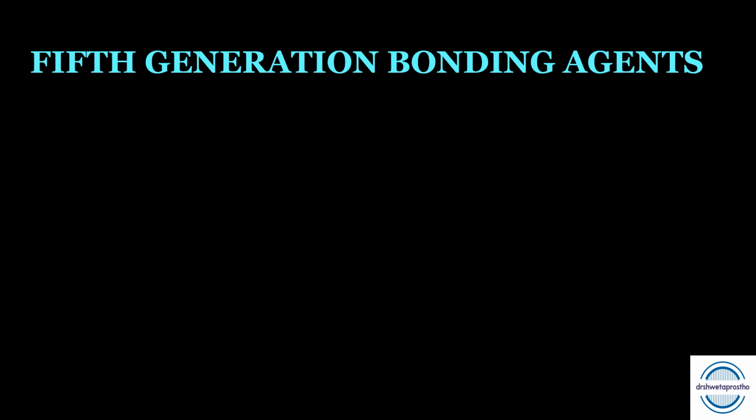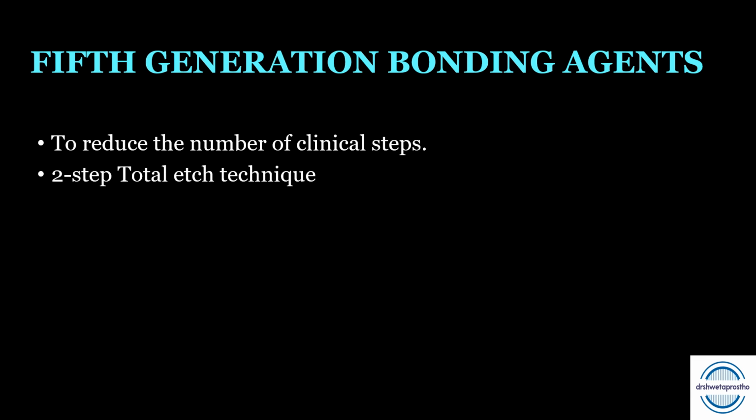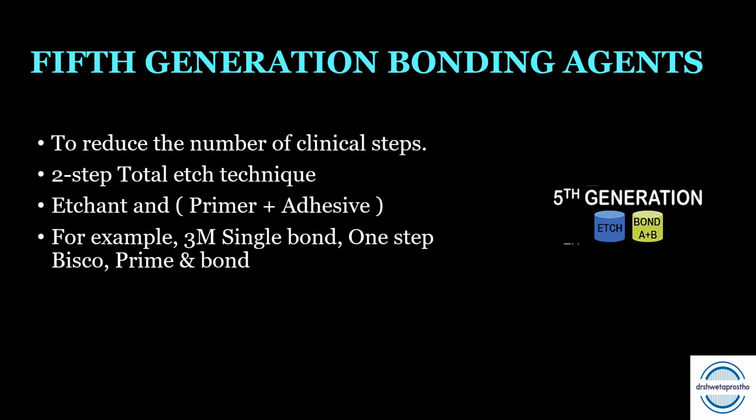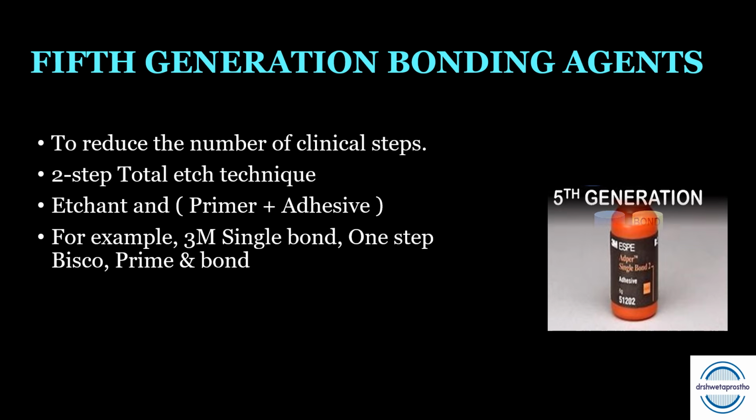Next were the fifth generation bonding agents. These are the simplified version of the fourth generation bonding agents. How? They have reduced the number of clinical steps. Okay, it is a two-step total etch technique. What they have done, they have combined the primer and adhesive in one bottle. So now there are two steps, etchant and the bond. Okay, examples of this generation were 3M single bond, one-step Bisco, prime and bond.